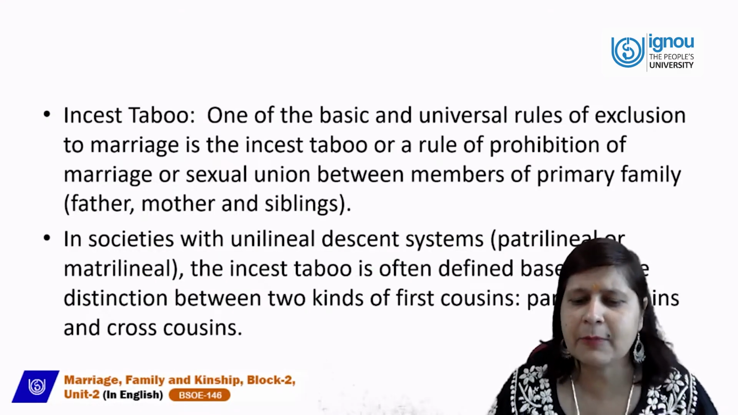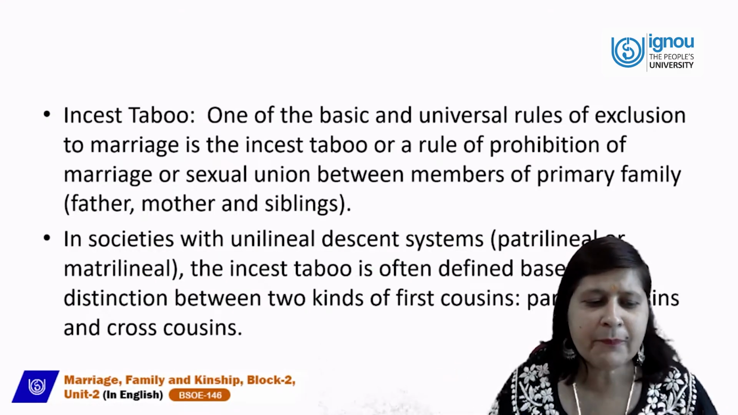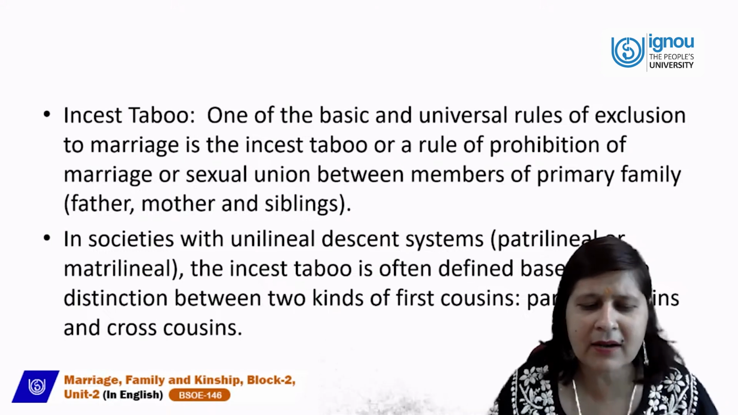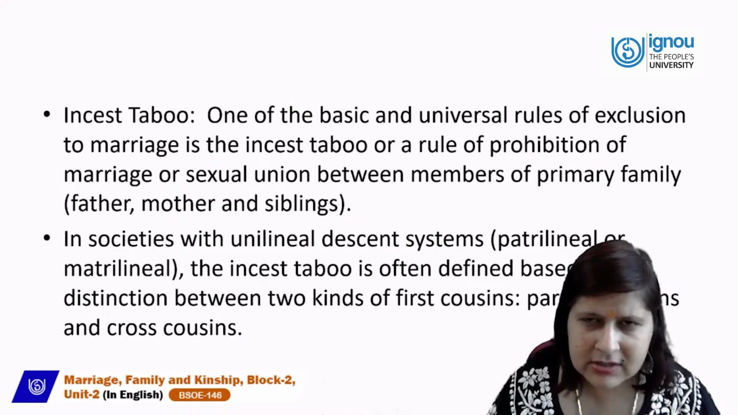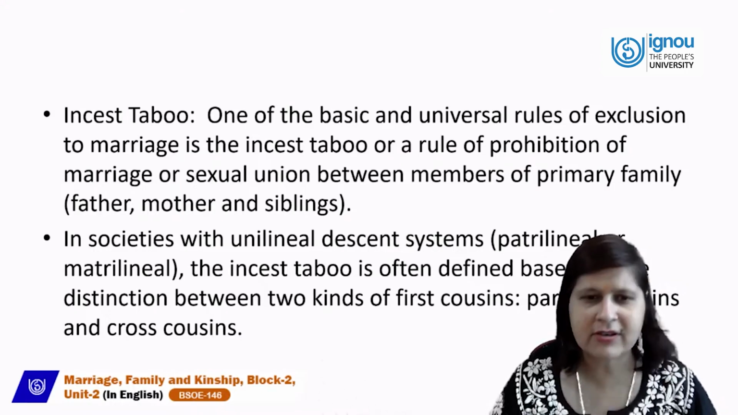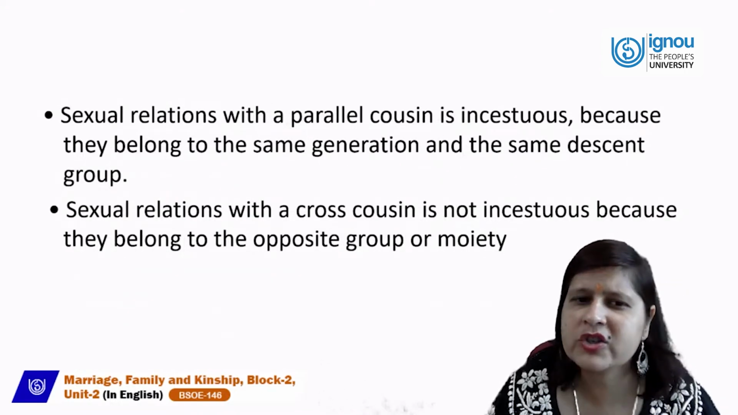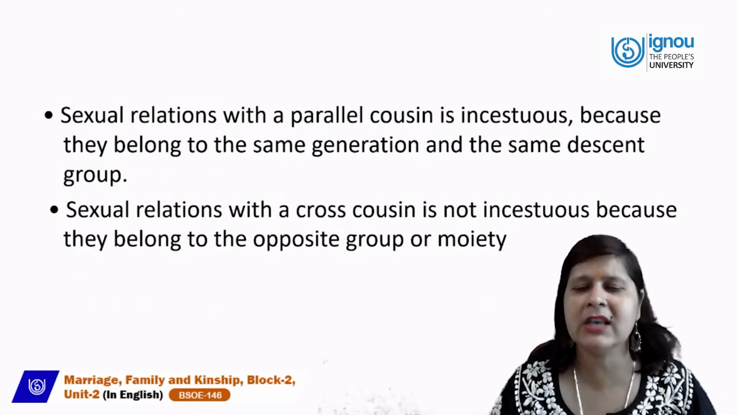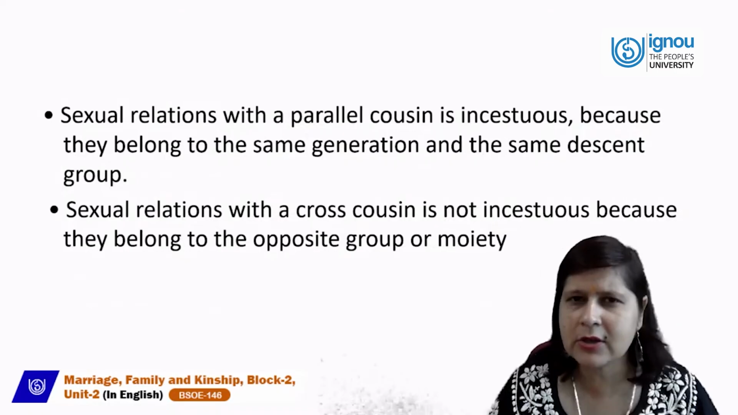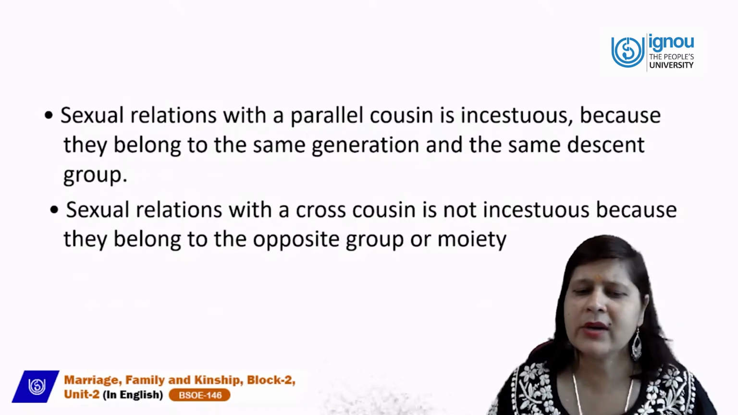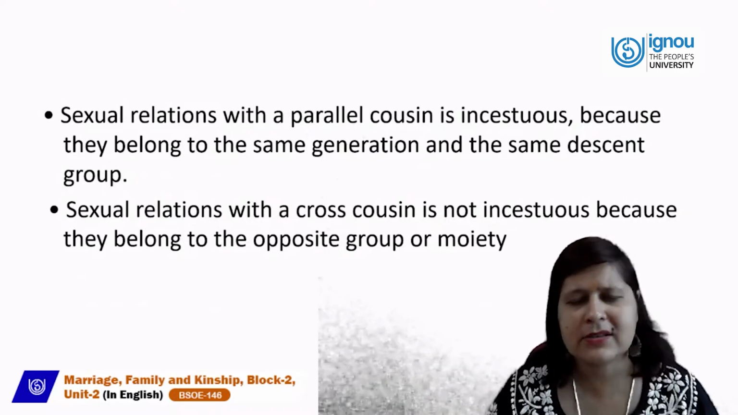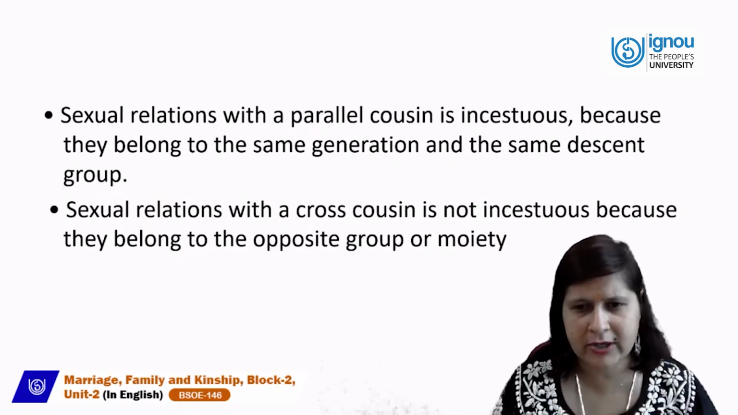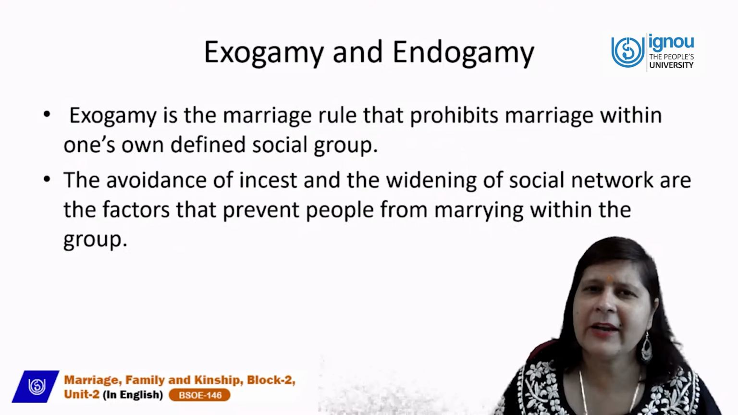the incest taboo is often defined based on the distinction between two kinds of first cousins, that is the parallel cousin and the cross cousin. The sexual relationship with the parallel cousin is prohibited because they belong to the same generation and the same descent group, while the sexual relationship with the cross cousin is not a taboo because they belong to the opposite group or a moiety, right?